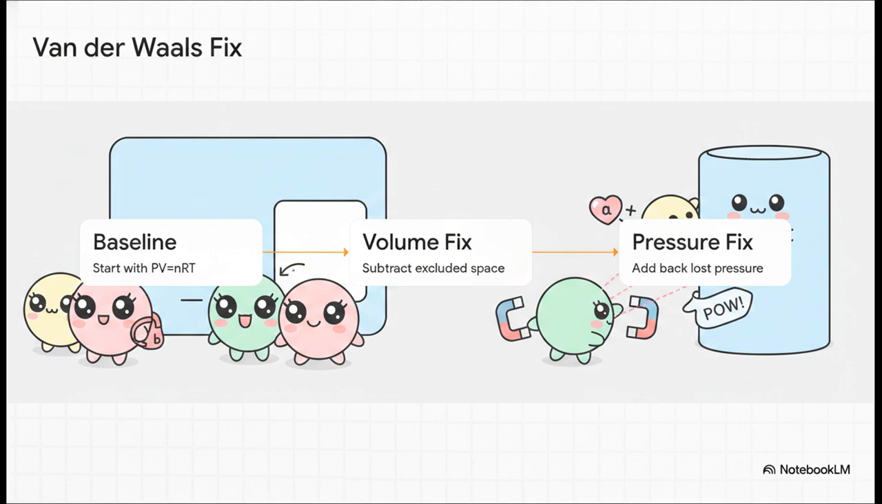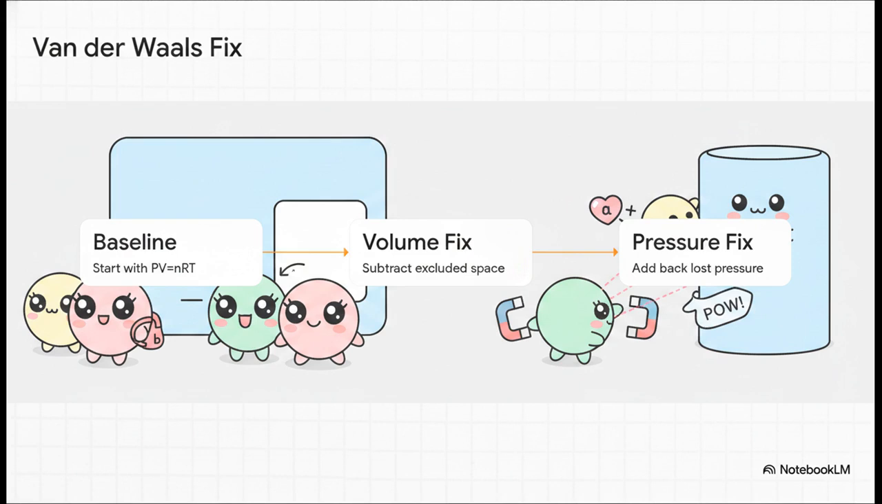First up, the volume correction. Imagine 30 students in a classroom. Those students take up actual physical space, meaning the empty volume left for them to move around in is less than the total volume of the room, right? So mathematically, van der Waals subtracted this excluded space, giving us the term V minus nb.